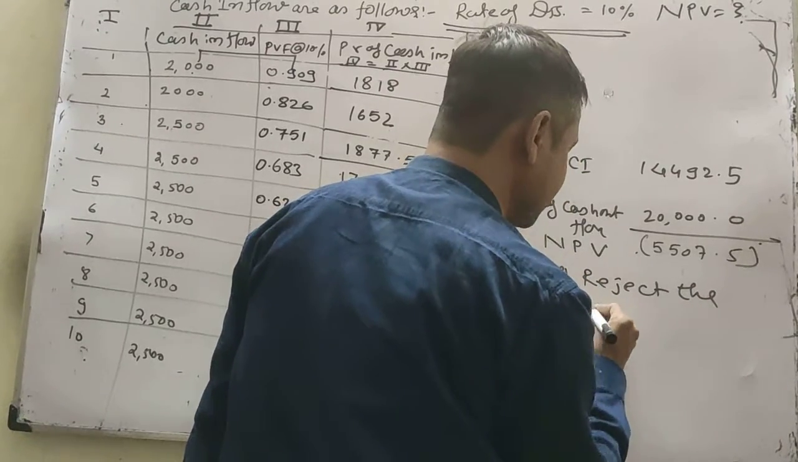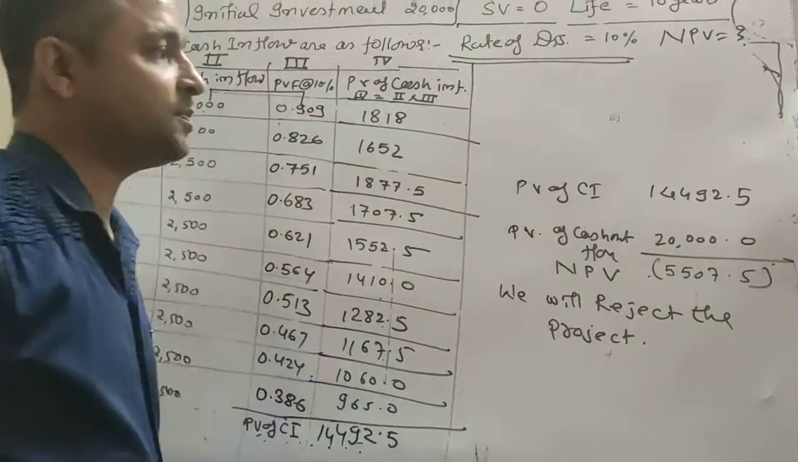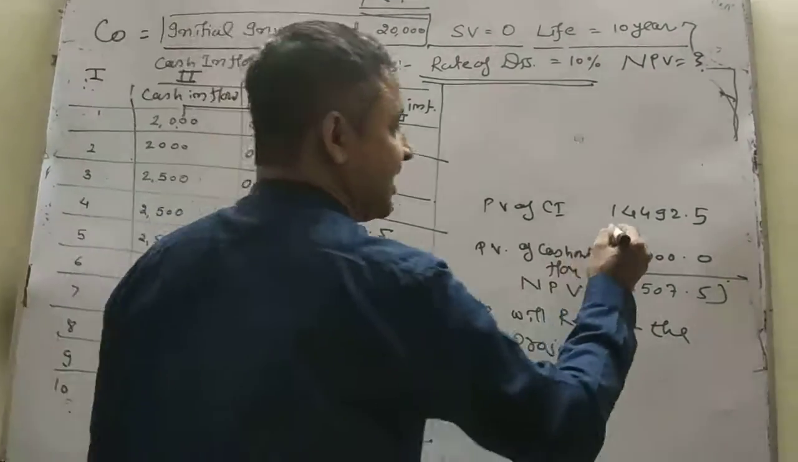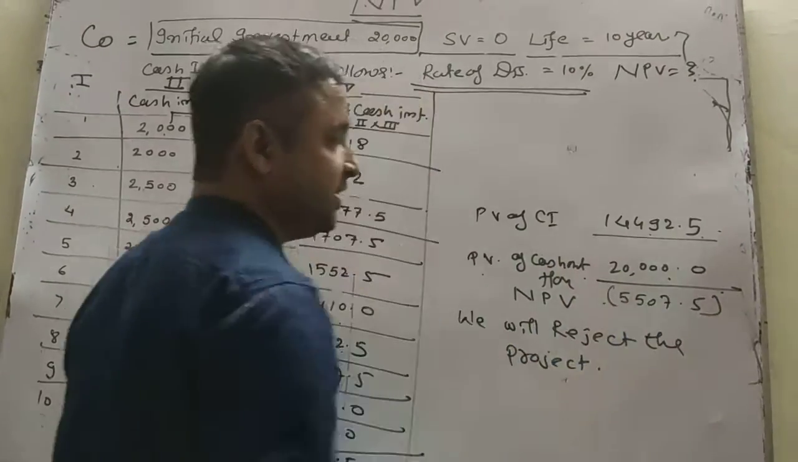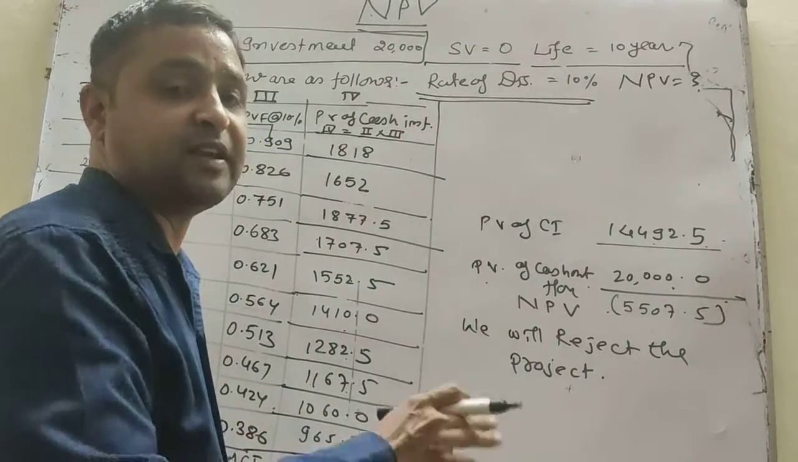Why? Because the NPV of this project is negative. The value of cash inflow is 14492.5. The value of cash outflow is 20,000. So what will we do? We will reject this project.